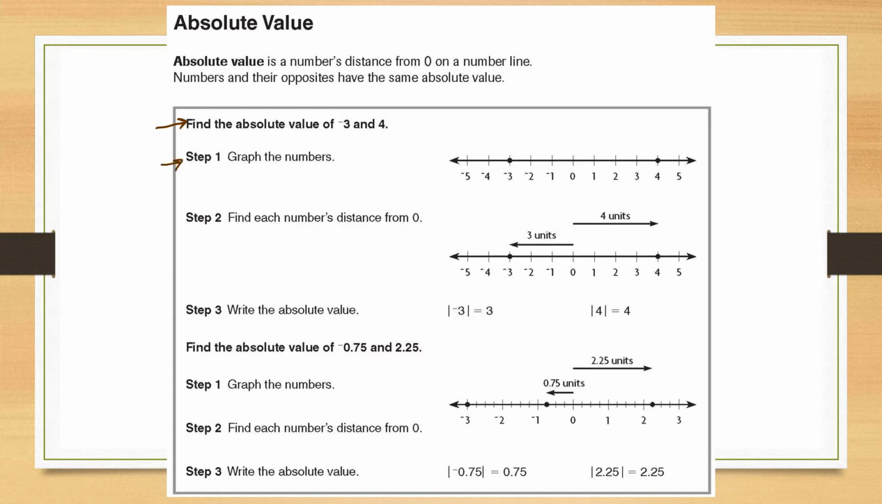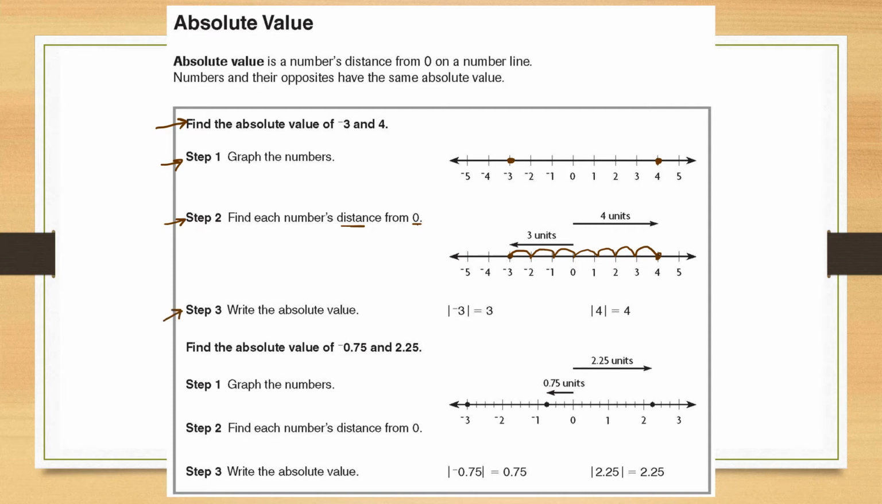Step 1. Graph the numbers. -3, 4. Step 2. Find each number's distance from 0. -3 is 1, 2, 3 units from 0. 4 is 1, 2, 3, 4 units from 0.